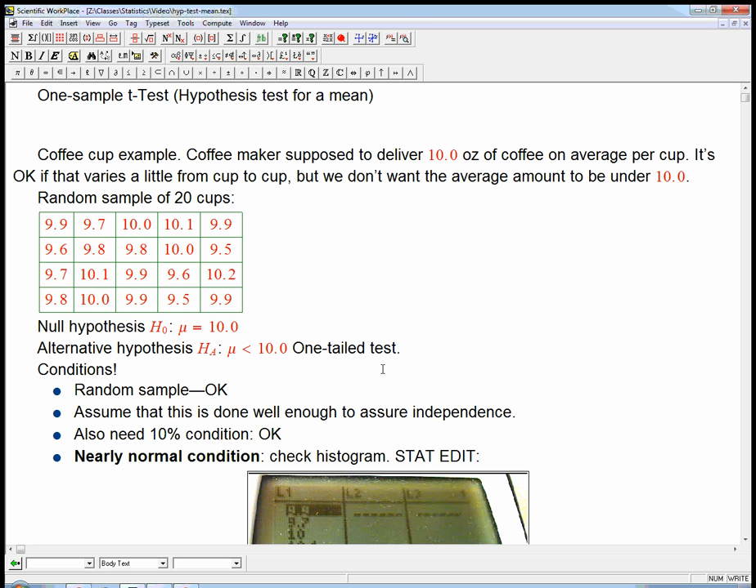Very similar conditions to what we had before, so I'm not going to go through those in great detail. It's a random sample, that's crucial. We're going to assume that these are really independent of each other. So it's a good, fully independent random sample. We need the 10% condition. Certainly this coffee maker is going to make more than 200 cups in its lifetime.